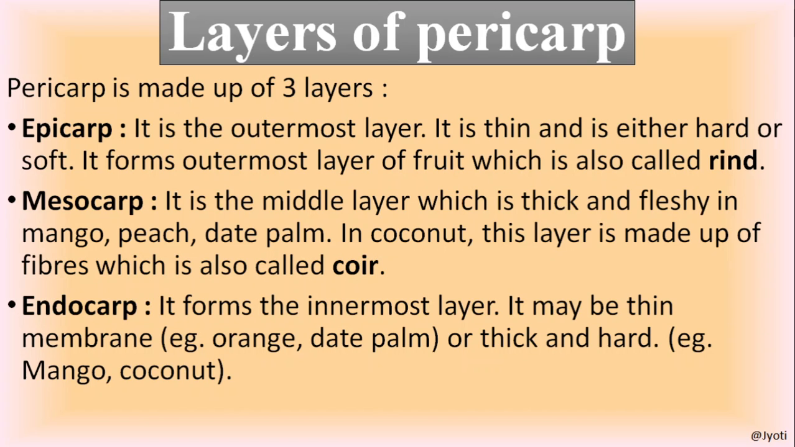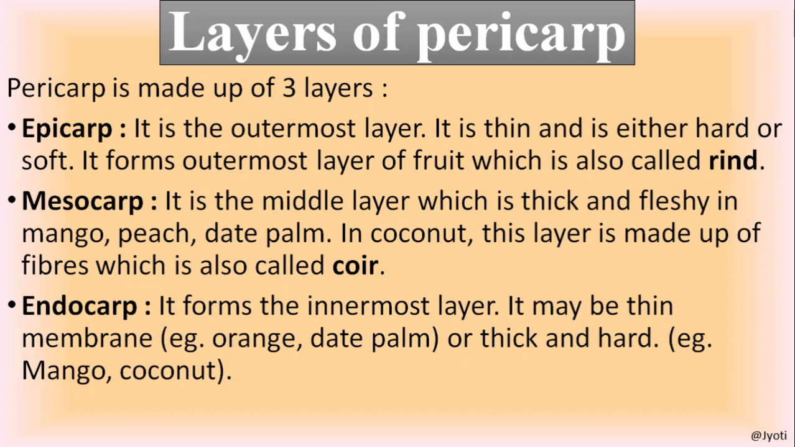Then next, below the epicarp, from outer to inner I am telling. So below the epicarp, the mesocarp is present. And in most of the fruit, the mesocarp is the fleshy part. It is pulpy part, which is the edible part of a fruit, like mango, peach, date palm. So in these cases, the mesocarp is very thick and fleshy and it is edible part. But in case of coconut, it is not edible. It is not always edible, but in most of the cases, the mesocarp is edible.